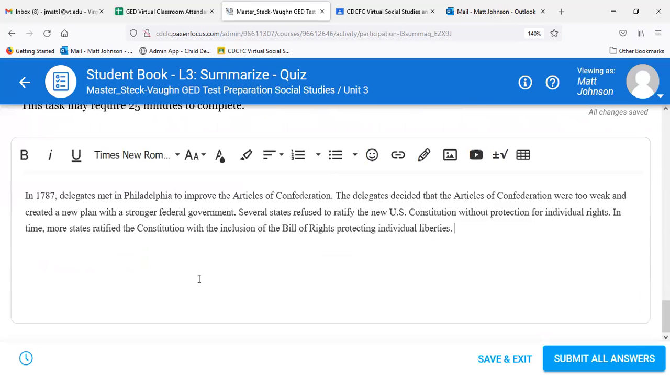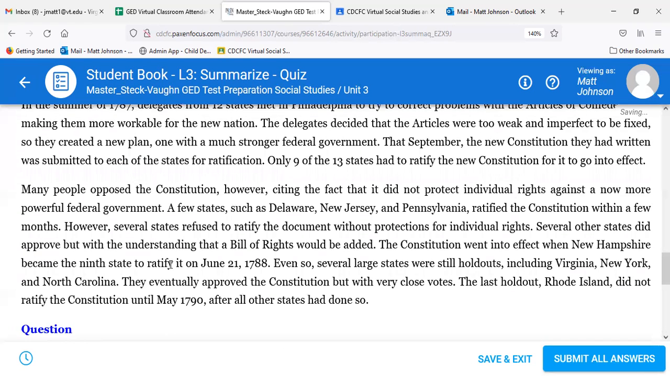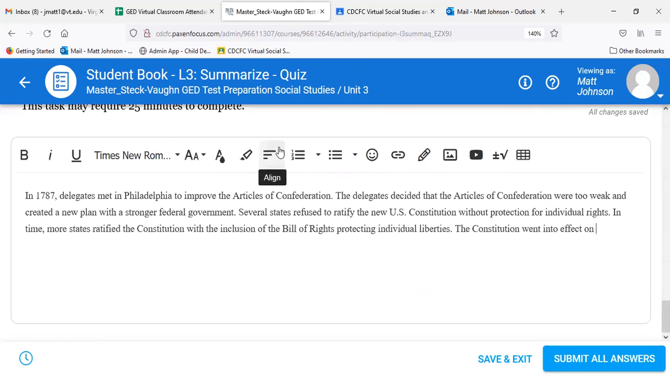So we could just put the Constitution went into effect on June 21st, 1788. And that's it. Not necessarily important that we put Rhode Island in there, being the last state. What's really important, right, is when it went into effect and why.